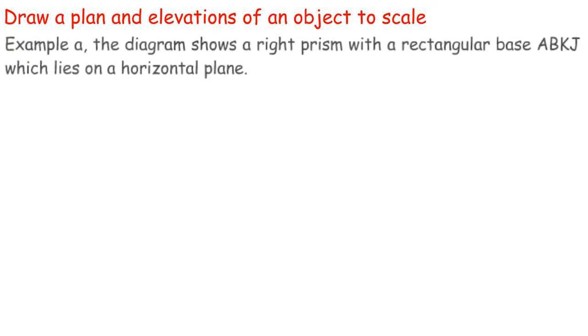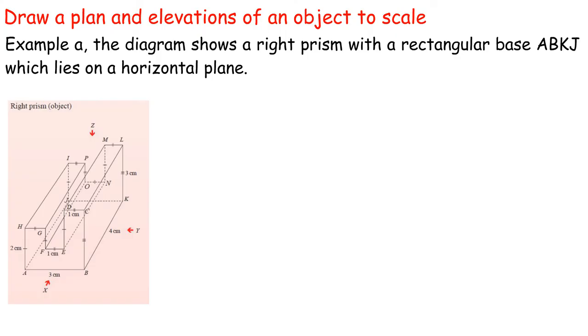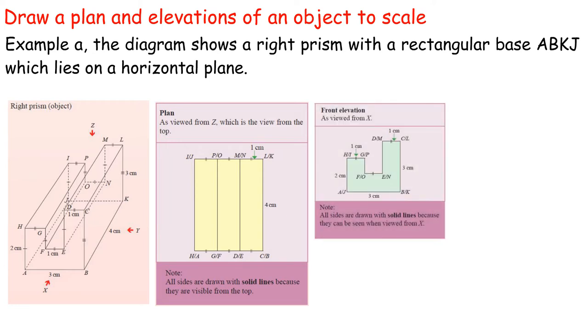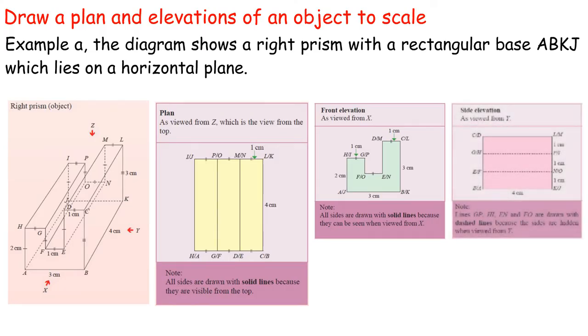Example A. The diagram shows a right prism with a rectangular base ABKJ which lies on a horizontal plane. Right prism, object. Plan, as viewed from Z, view from the top. All sides drawn with solid lines because they are visible from the top. Front elevation, as viewed from X. All sides drawn with solid lines can be seen when viewed from X. Side elevation, as viewed from Y. Lines GP, HI, EN and FO drawn with dashed lines, sides hidden when viewed from Y.